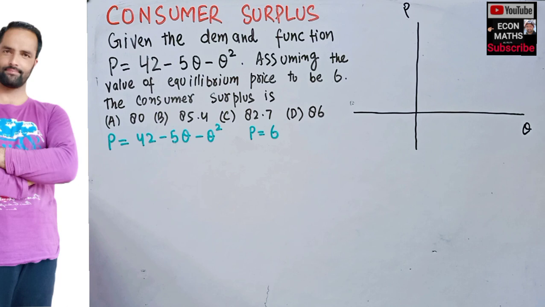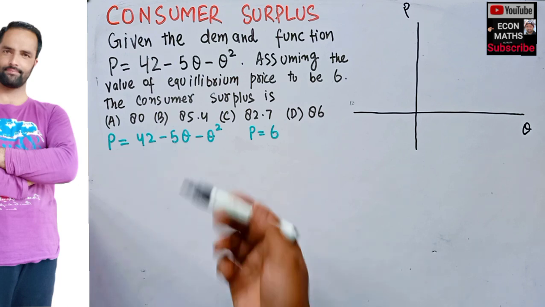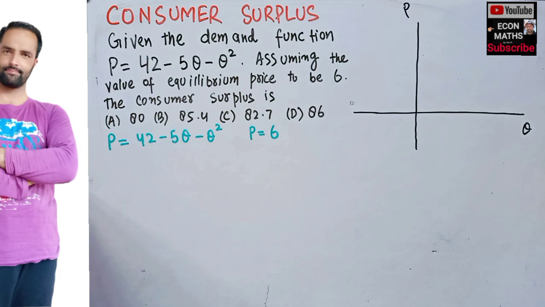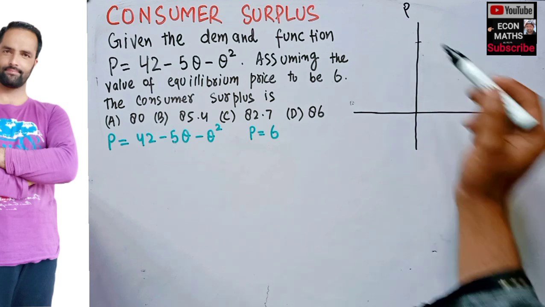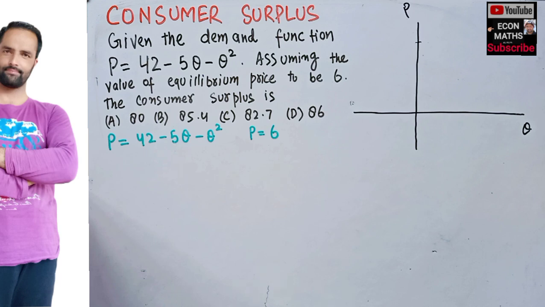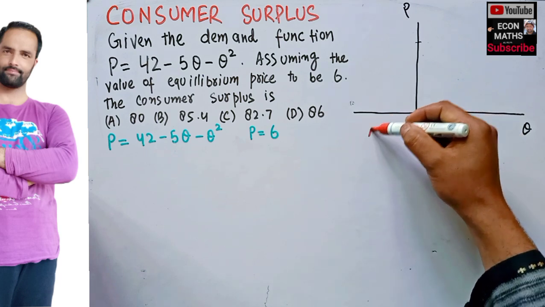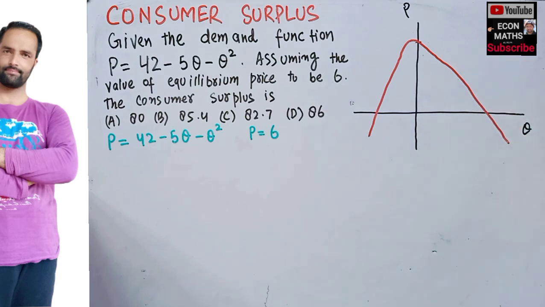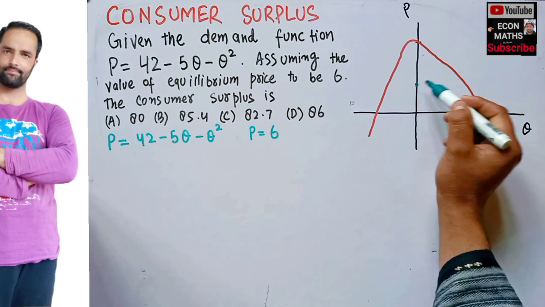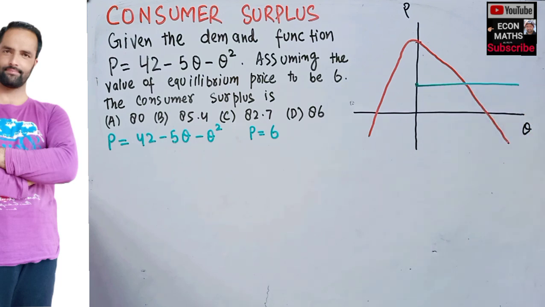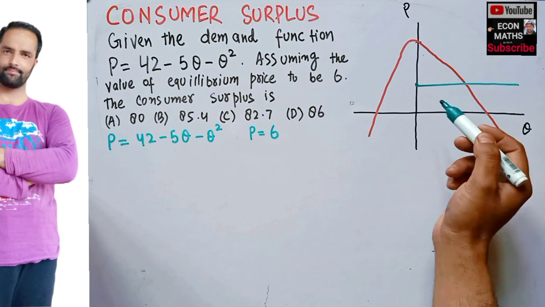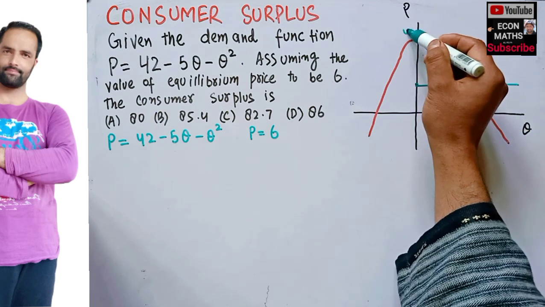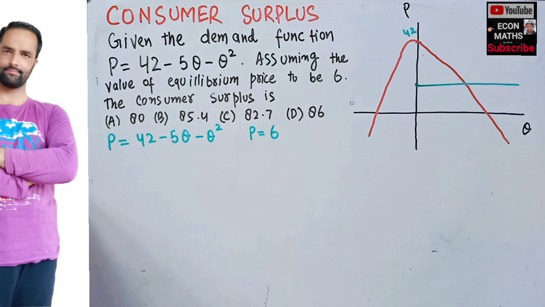We have this inverse demand function. It is a quadratic function. Its intercept is 42. Let us say this point denotes 42, and if you draw it graphically, it will look like this. This is our demand function. Also we are given that the equilibrium price is 6. Let us say this point denotes 6, so we have 42 here.